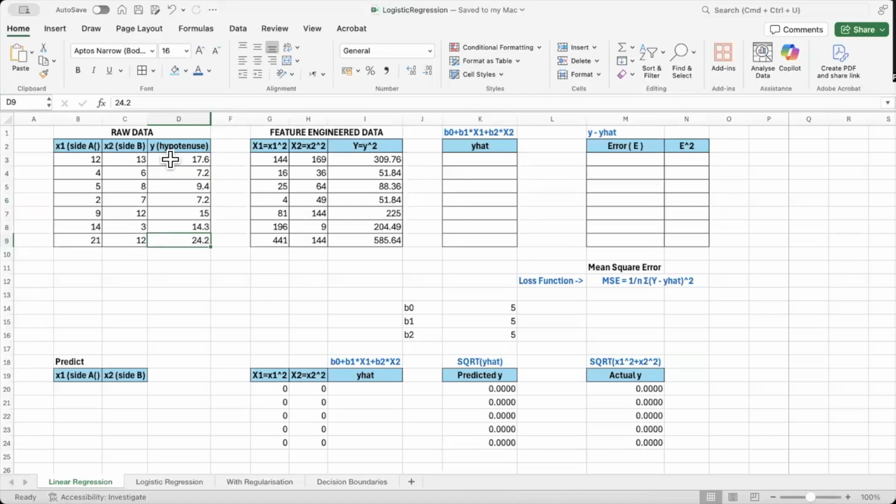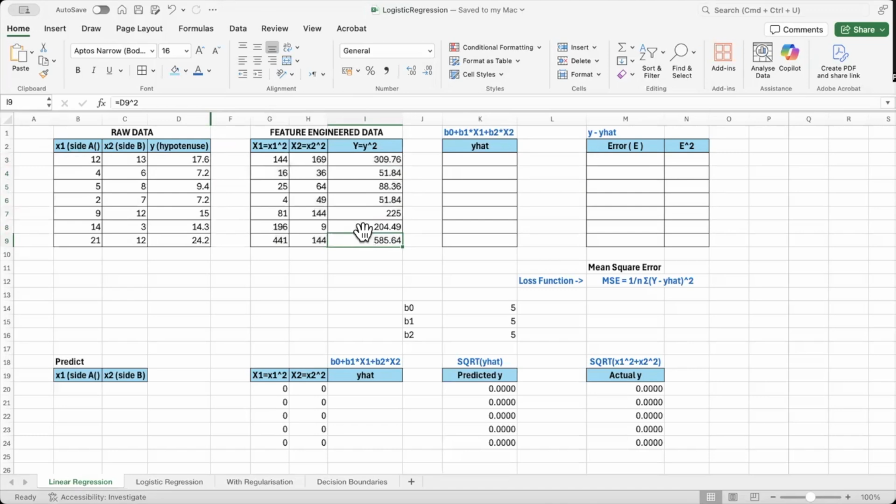How this intuition came about, we will not get into that right now. However, we have an intuition that there is a relationship between the squares of the sides instead of just the sides and the hypotenuse itself. So what we do is that we take the squares of the sides. So this is nothing but x1 square and this is nothing but x2 square and this is y square. So we will call it capital X1, capital X2 and capital Y. So we have this data now. This is our feature engineered data.